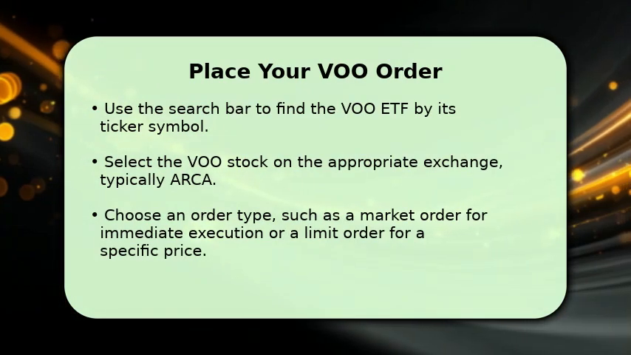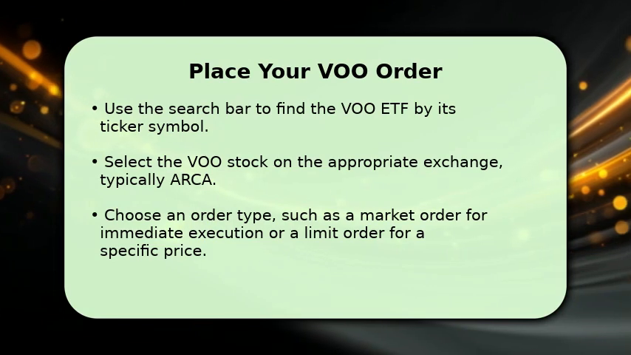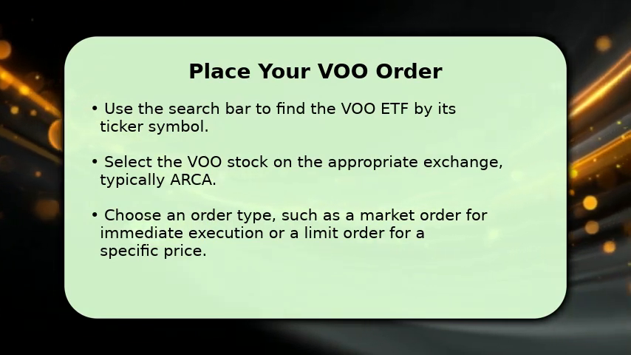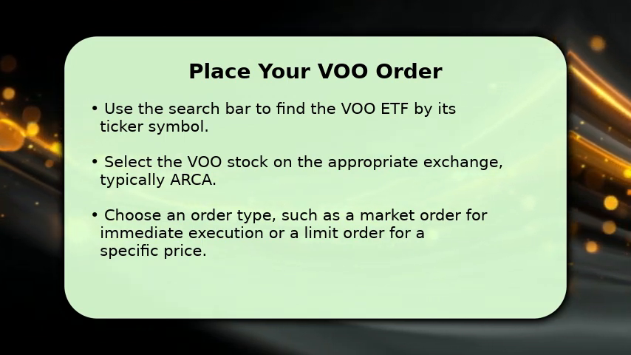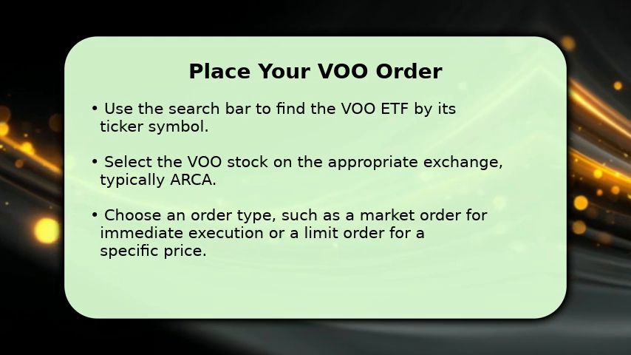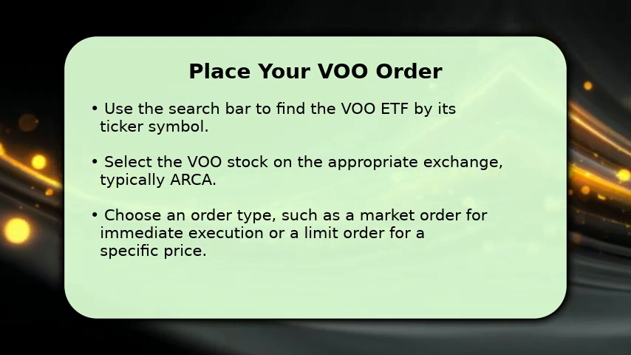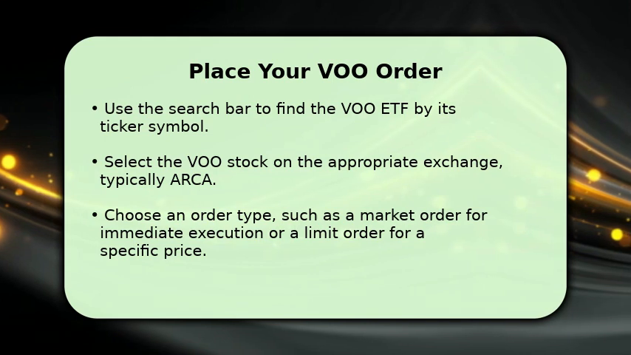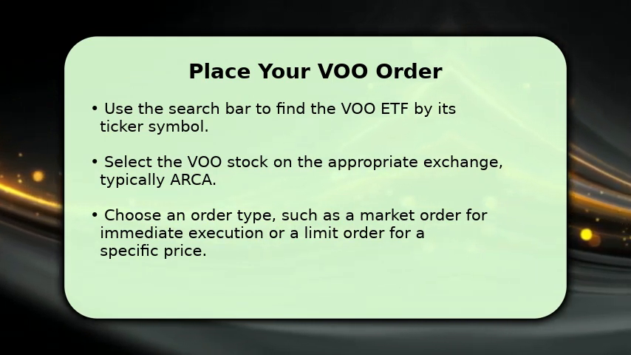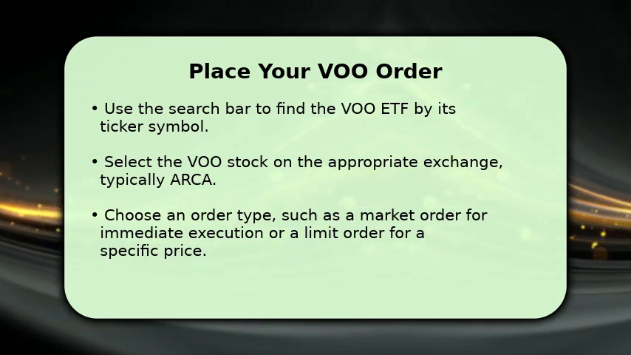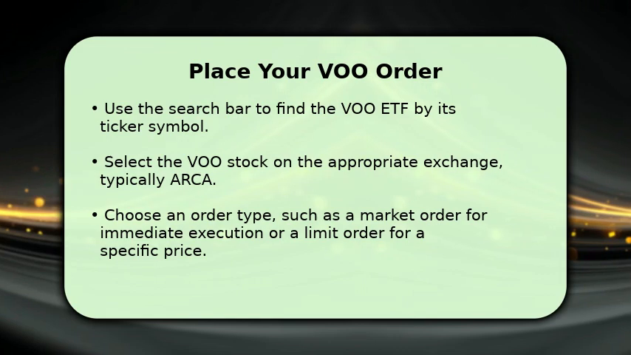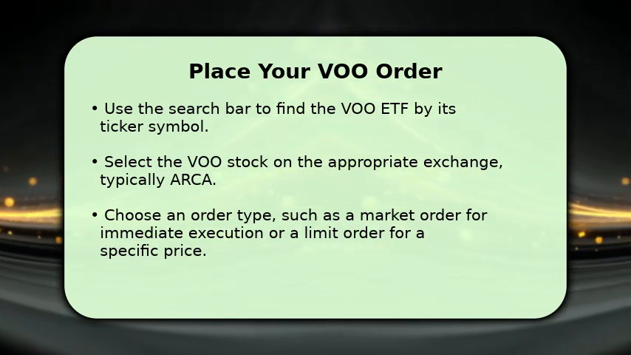Once your account is funded, navigate to the trading platform. Use the search bar to find VOO by typing its ticker symbol. Select the VOO stock, usually listed on the ARCA exchange. You'll then choose your order type. A market order executes immediately at the current price, while a limit order lets you specify a maximum buy price. Enter the number of shares you wish to purchase and carefully review all details before submitting your order.